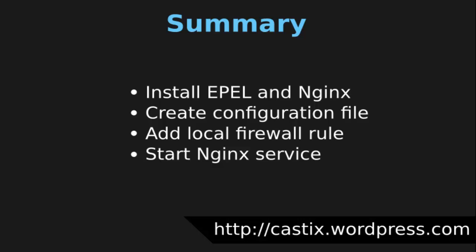So with our reverse proxy all configured and up and running, that brings us to the end of this tutorial. Just to summarize, of course, what we've been over. To start with, we've installed EPEL so that we can get access to the Nginx RPM and install that. You then created the configuration file, which all the contents are up on castix.wordpress.com. And finally, we added a local firewall rule to allow connections on port 80 to our RPS and started the Nginx service. Really as simple as that.